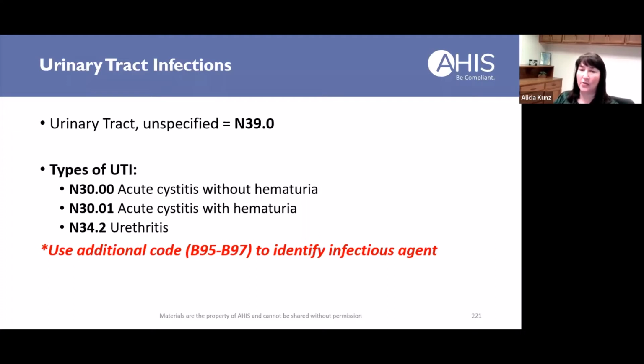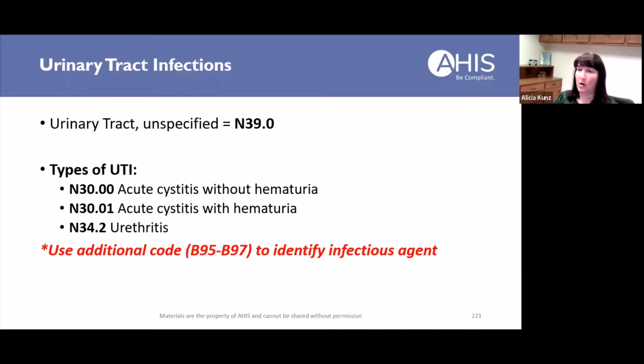So we have N30.00 and N30.01 for acute cystitis with or without hematuria. So if your physician is documenting that it's cystitis, meaning it's confined to the bladder, great, code to that level of specificity. Most of the time, though, they're just going to tell you it's a UTI, and they're just going to leave it at that. And then we also have N34.2 urethritis, which is impacting the urethra.